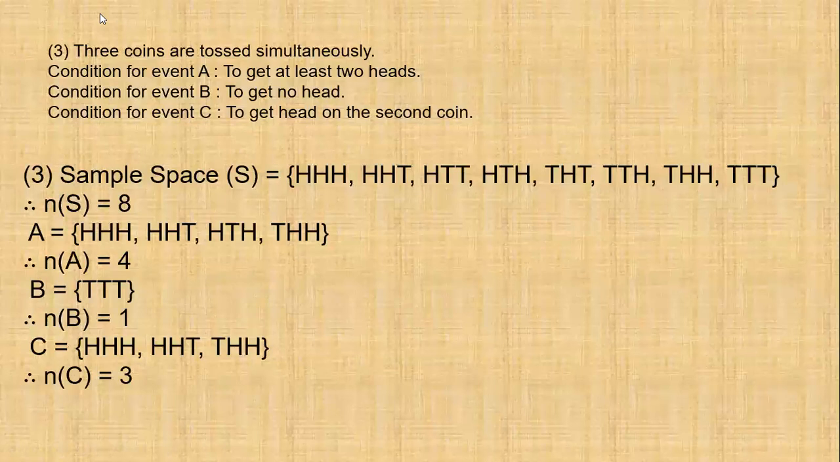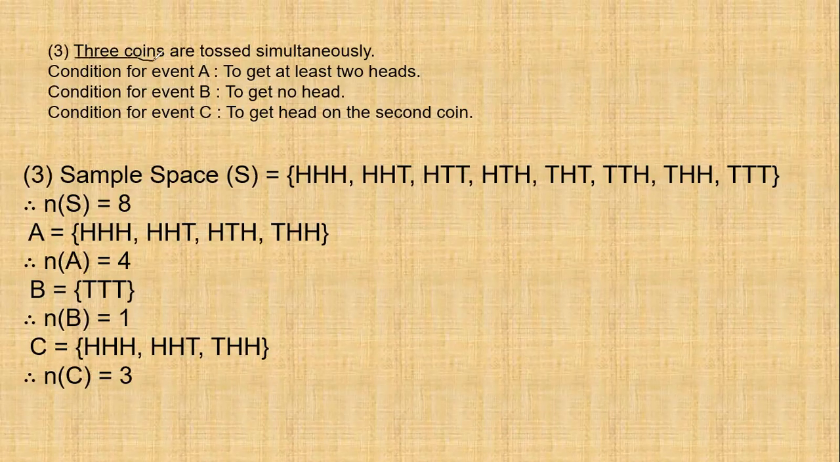Or still any doubt? So we start with the next one, the third one. In the third one it is written, 3 coins are tossed simultaneously. 3 coins. I already showed how to write the sample space of 3 coins in the last video. Here first we write down the sample space: HHH, HHT, HTT, HTH, THT, TTT, THH and TTH.